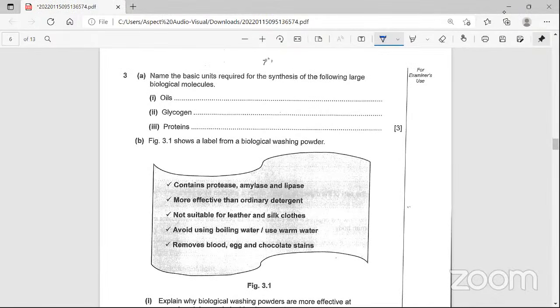Now, number 3, name the basic units required for the synthesis of the following large biological molecules. What would you need to make these large biological molecules? I think you can just say fatty acid and glycerol. That's your glycerol. Right. But then here, if you did your organic chemistry, you know these are your carboxylic acids, this is your alcohols.